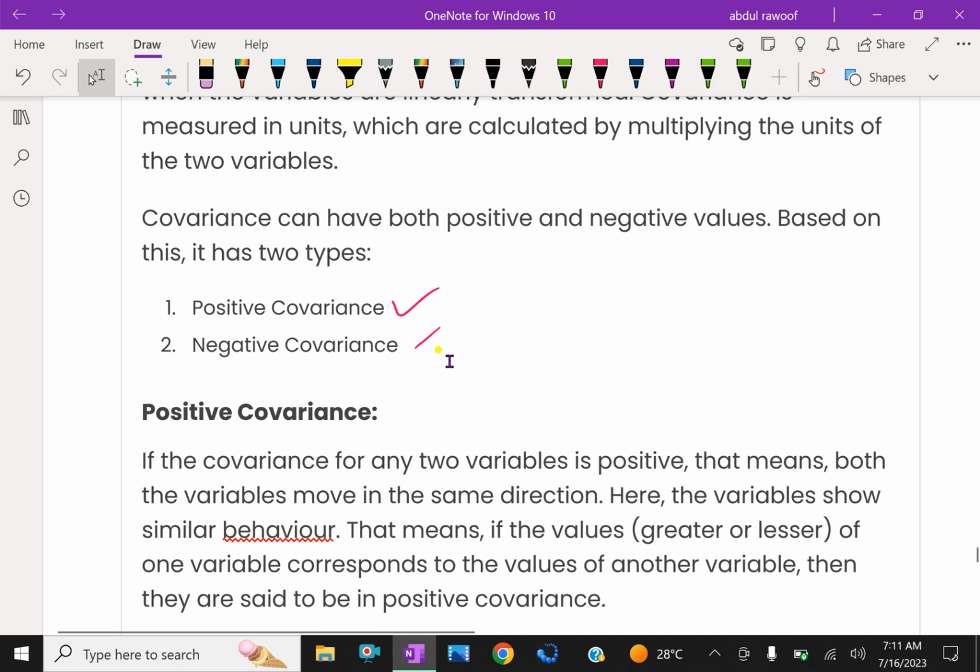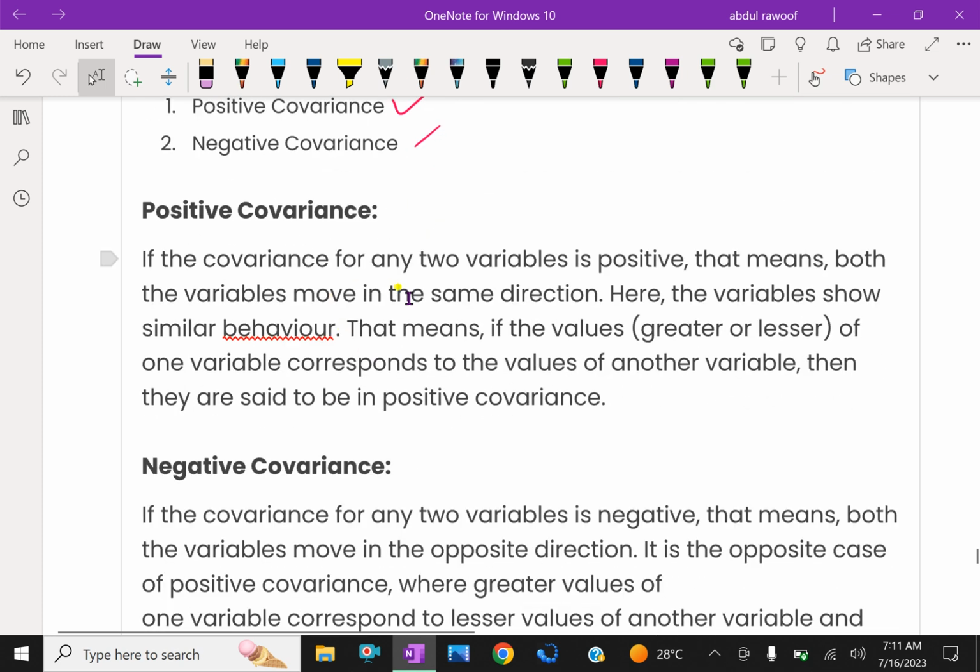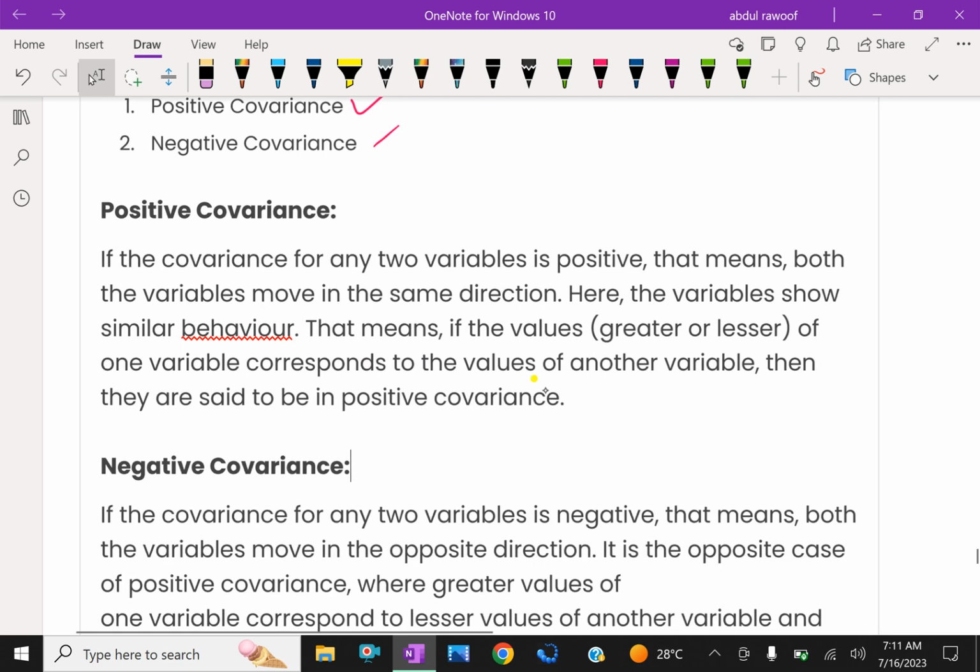In positive covariance, if the covariance for any two variables is positive, that means both the variables move in the same direction. Here, the variables show similar behavior, meaning once one increases, the other also increases. Otherwise, once one decreases, the other also decreases. That means if greater or lesser values of one variable correspond to greater or lesser values of another variable, then they are said to have positive covariance.